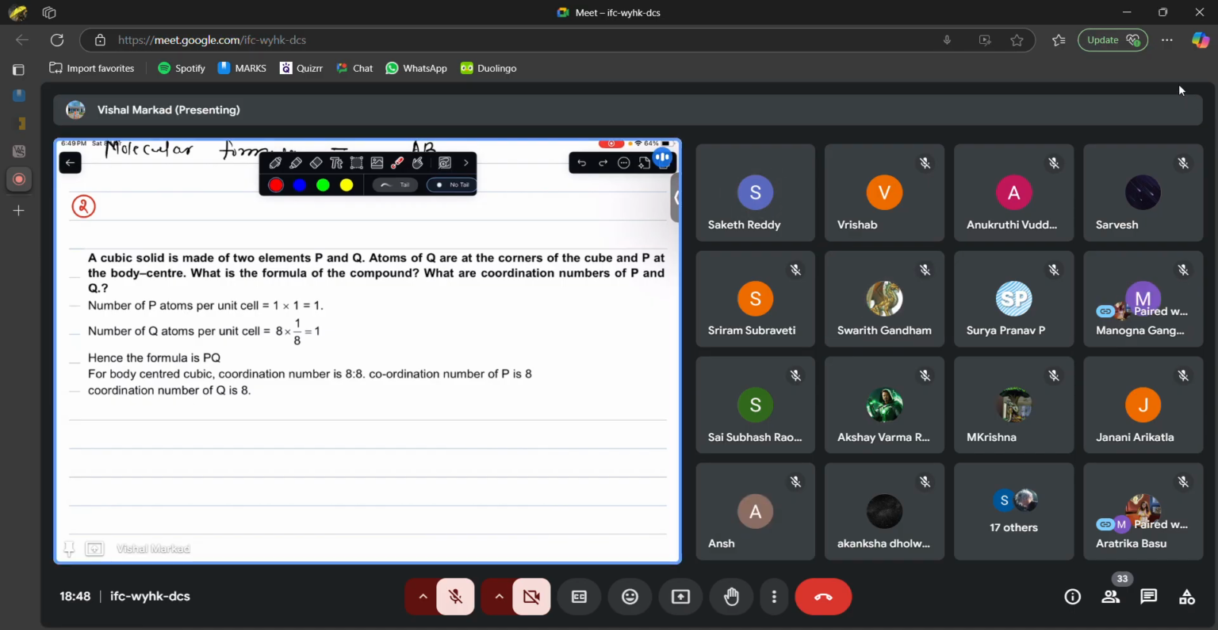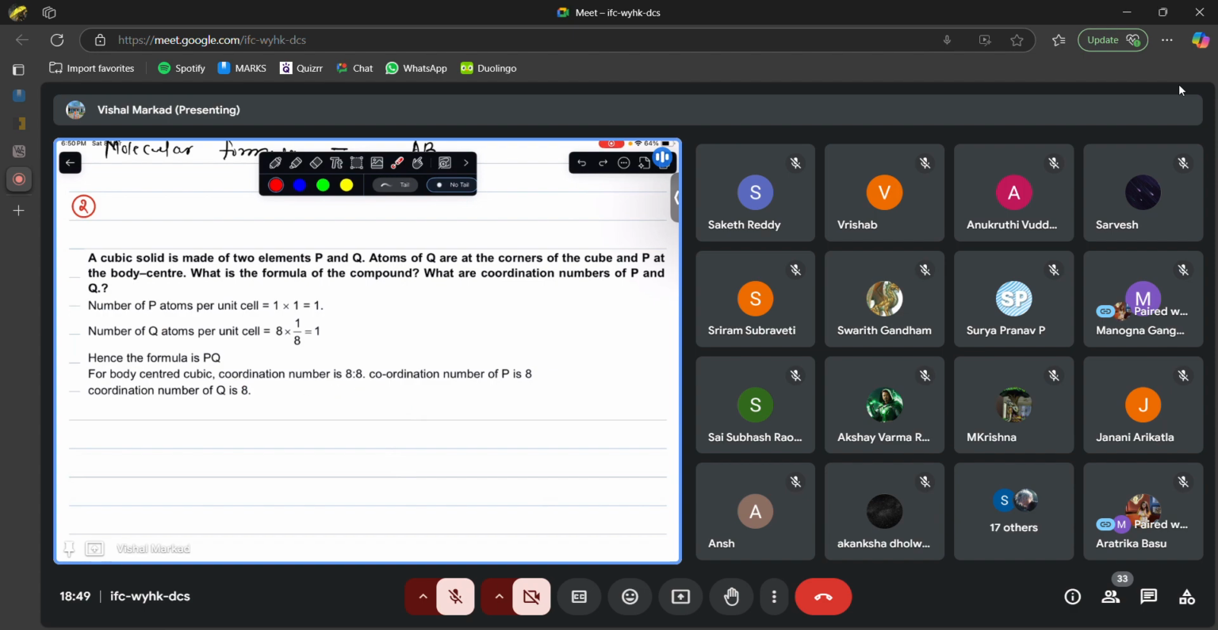Sir, how do you find coordination number? Wait, we have not studied this. Now, here, what is the formula? PQ, right? Now, simple thing. P is there, Q is there. Total how many atoms are there? Number of atoms of P is 1. Q atoms are how many? 1. So total how many atoms are present in one unit cell, in that one cube? 2. So it is of which type, whether it is SCC, BCC or FCC? BCC. And we'll study that in BCC the coordination number comes as 8.